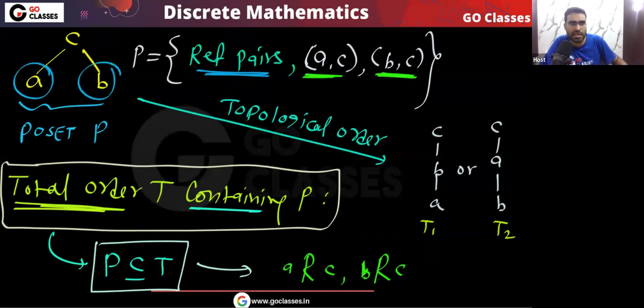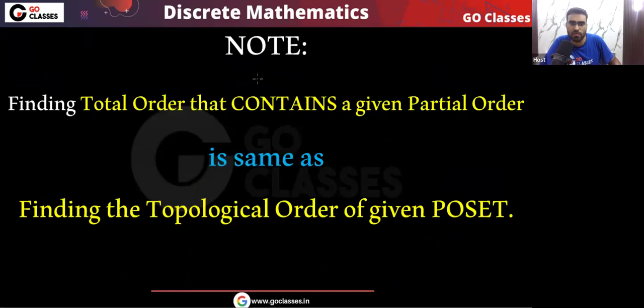These are minimal elements A, comma B. Okay. So first I can delete A. Then I have to delete B, C. This is a topological order. This is also a topological order. Is this clear? So this is the final conclusion, that these things are same. Finding a total order that contains a given partial order, that is same as finding a topological order of the poset.